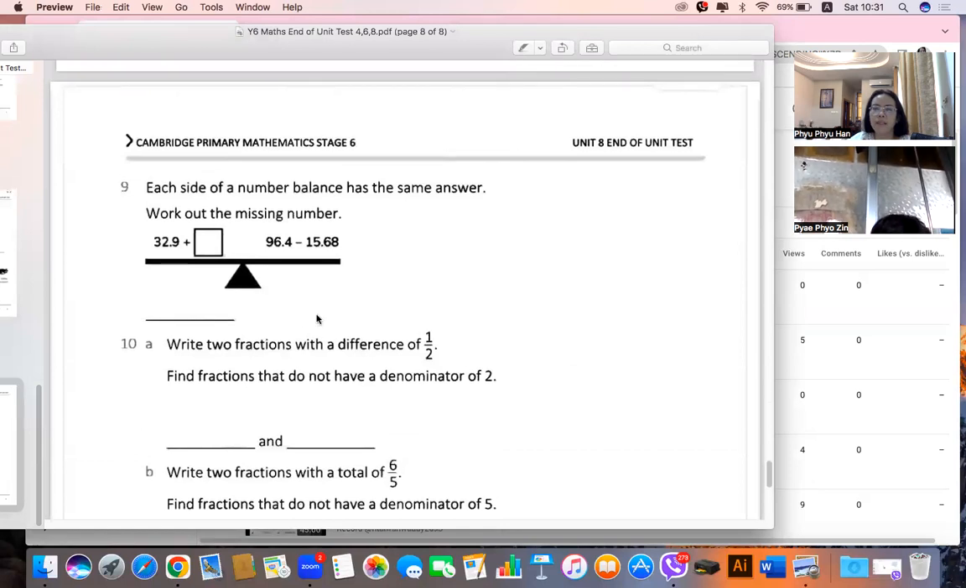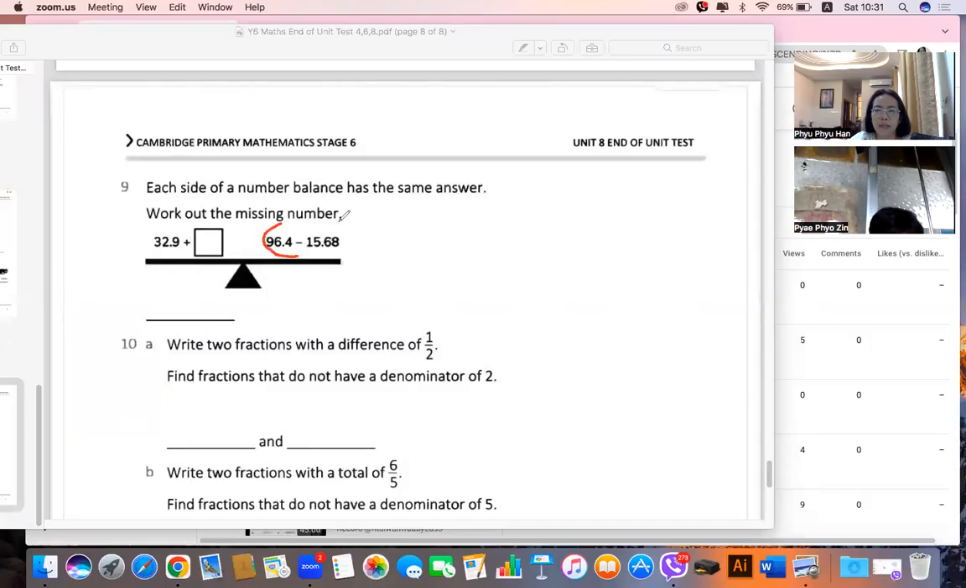Okay, so we will look at this. Each side of a number balance has the same answer. For example, you solve this side, right? The other side is also the same.